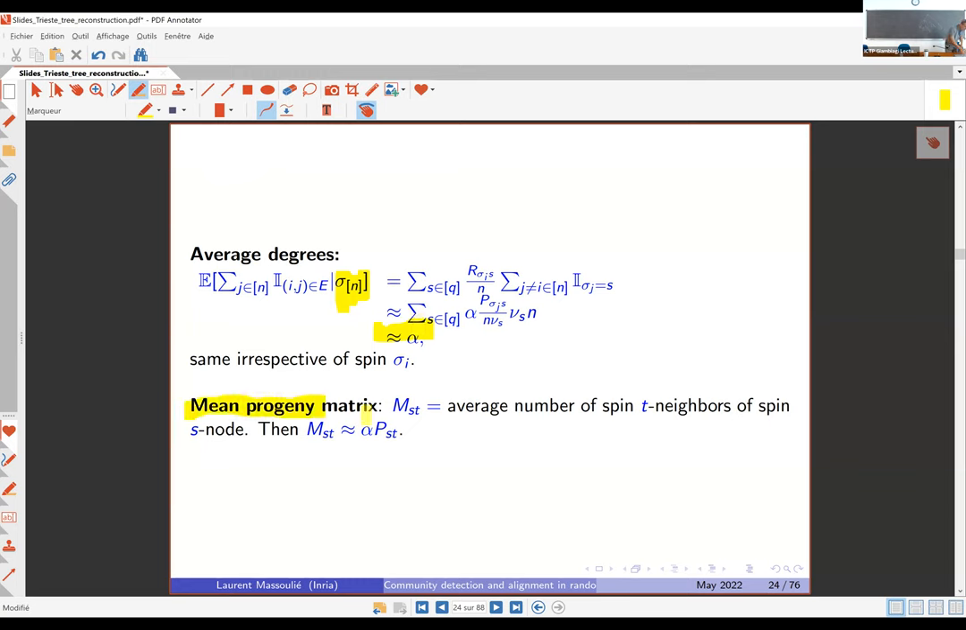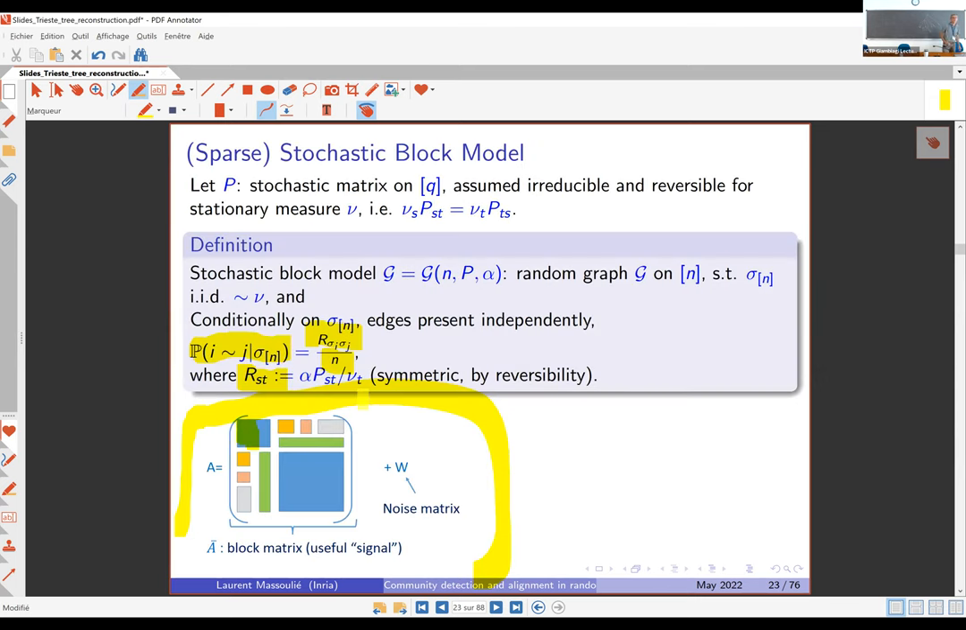One other word about this model. One matrix that will be extremely important is called the mean progeny matrix, and it's a Q by Q matrix. The entry s,t, for two spin values s and t, of this mean progeny matrix is just alpha times the corresponding entry in the stochastic matrix P. And something that was on the previous slide that I forgot to say is that we assume this reversibility relation, nu s p s t equals nu t p t s. This is necessary if I want the probability of putting an edge between nodes with spin s and t to be symmetrical in s and t.